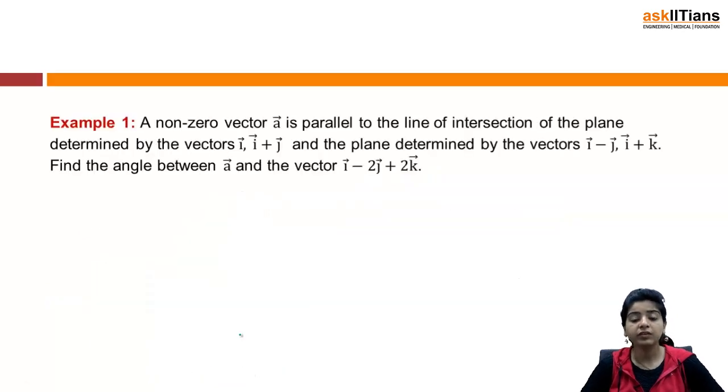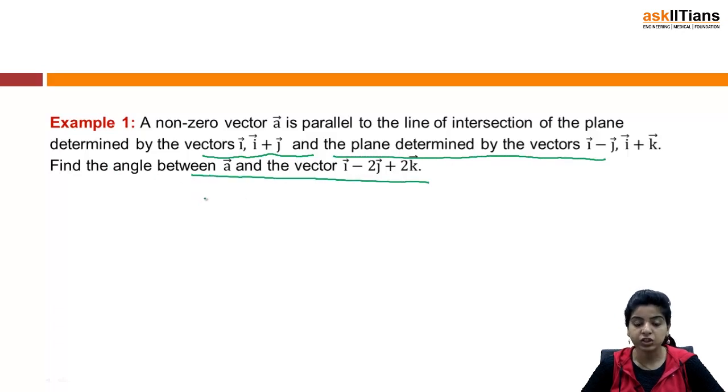Okay, so now we have certain examples based on these. The first one says a non-zero vector A is parallel to the line of intersection of the plane determined by the vectors i plus j and the plane determined by the vectors i minus j, i plus k. Find the angle between A and the vector i minus 2j plus 2k. Okay, so how do you proceed in this question?